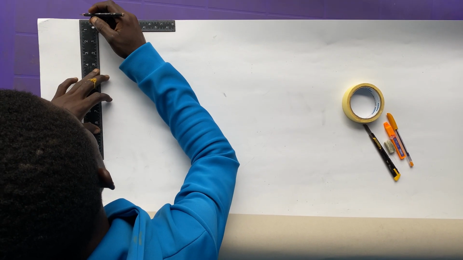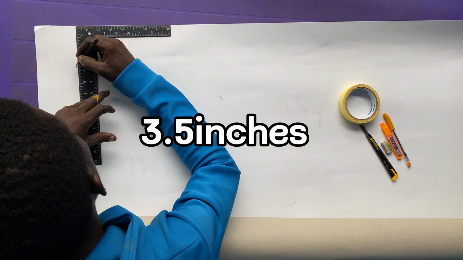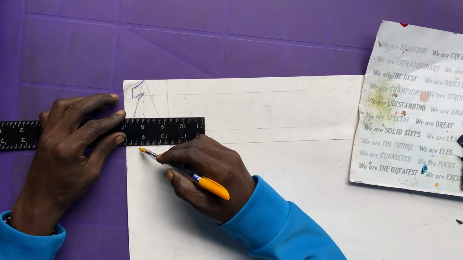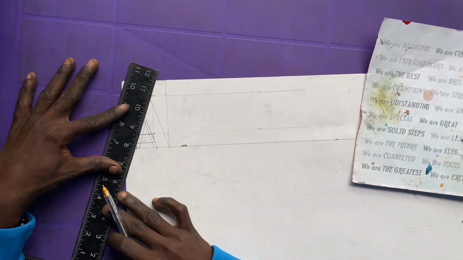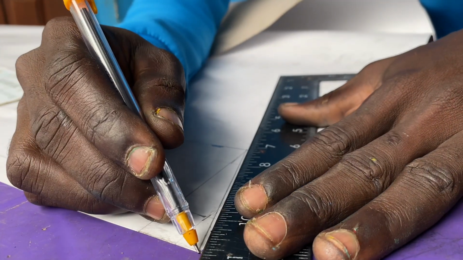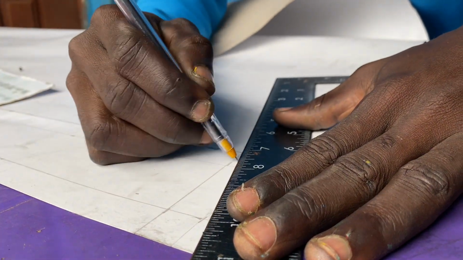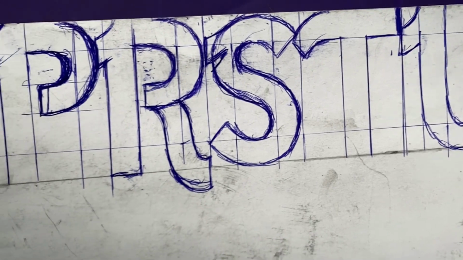The height I use for my text is 3.5 inches. I had to create all these text out with some measurements horizontally and vertically. This is to help me get my text in even thickness.